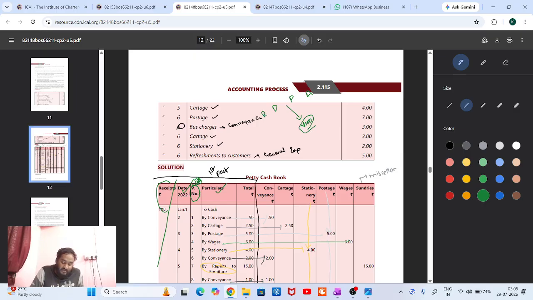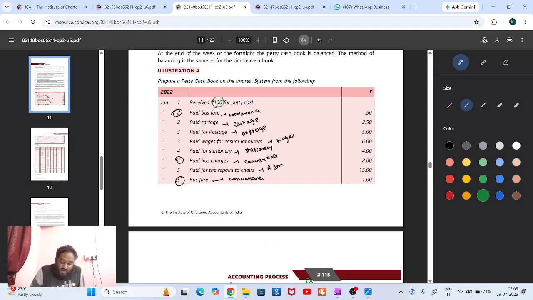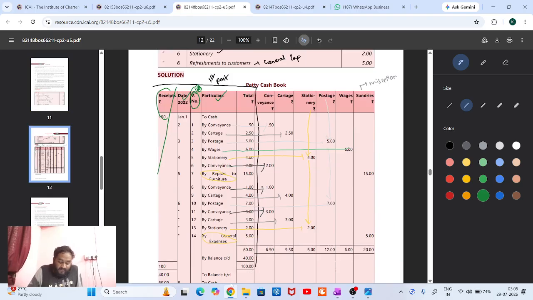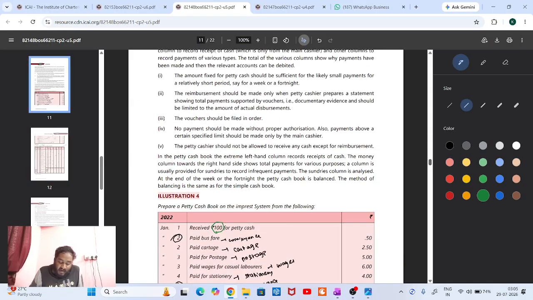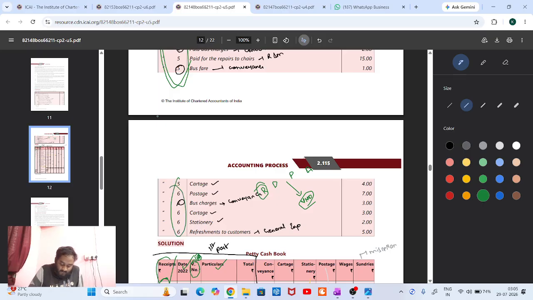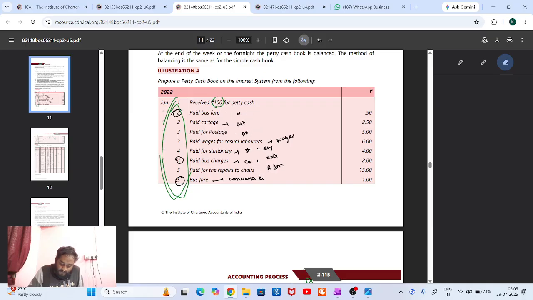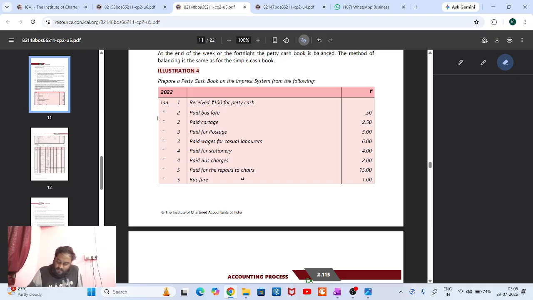But here, receipts. What do you mean by receipt? Receipt is the receipt of 100 rupees in the first place itself. First of all, write all the dates.